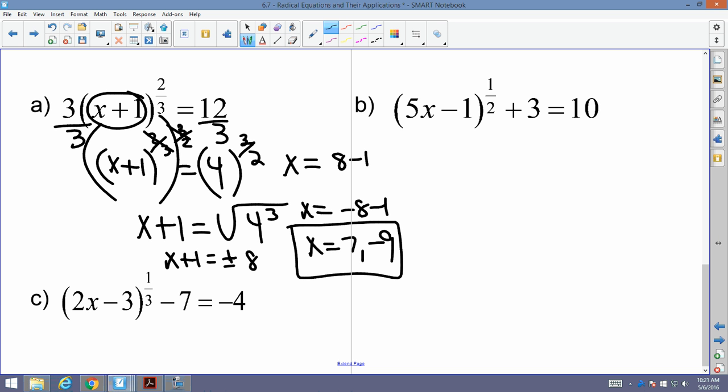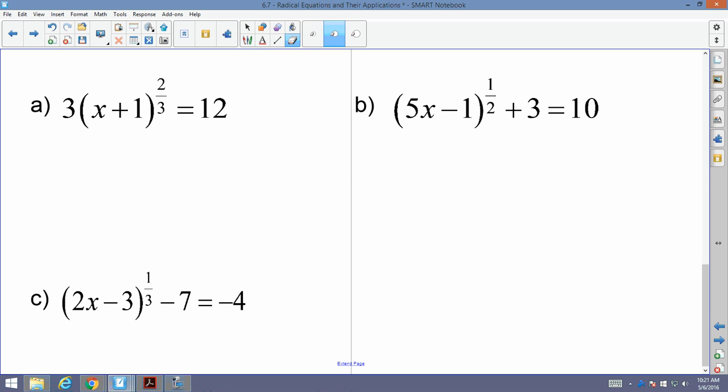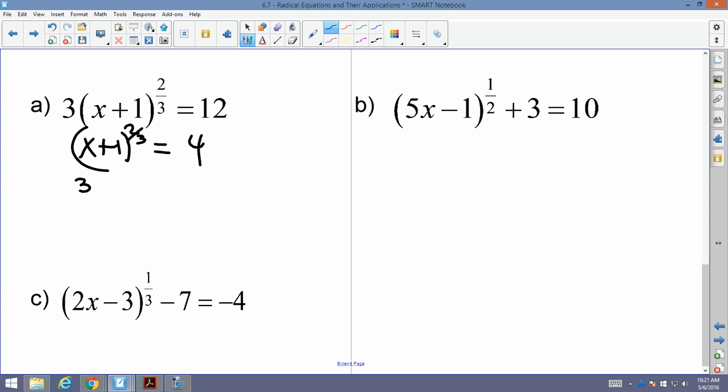Now, there's another way to do this. You could, from the beginning, go ahead and do as follows. You've got x plus 1 to the 2/3 equals 4. Now you can make this the cube root of x plus 1, squared, equals 4. And actually, I was wrong, you don't have to do plus or minus on this way. Yeah, you're going to have to do it eventually. Yeah, I was right. Okay, good. So I have the cube root of x plus 1 squared, if you so choose to prefer this way.